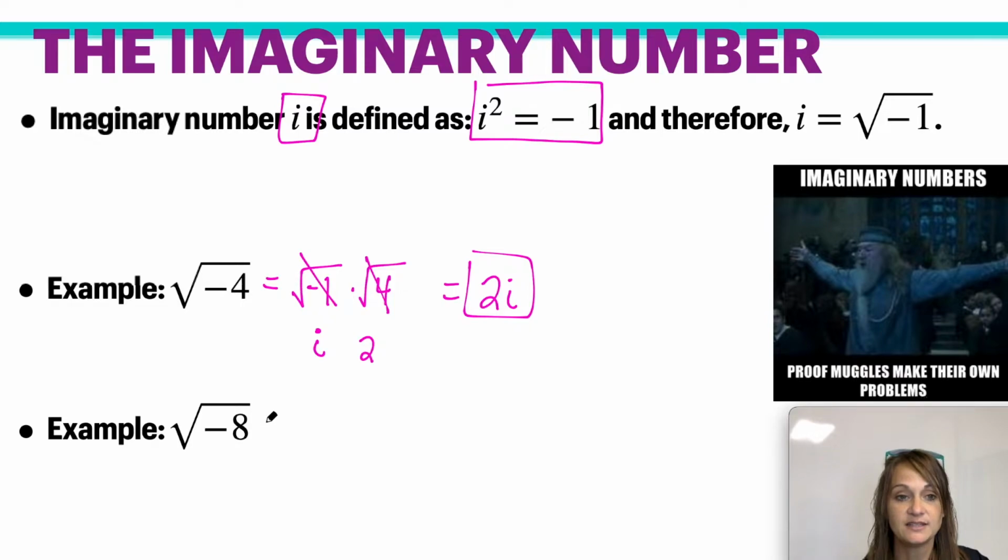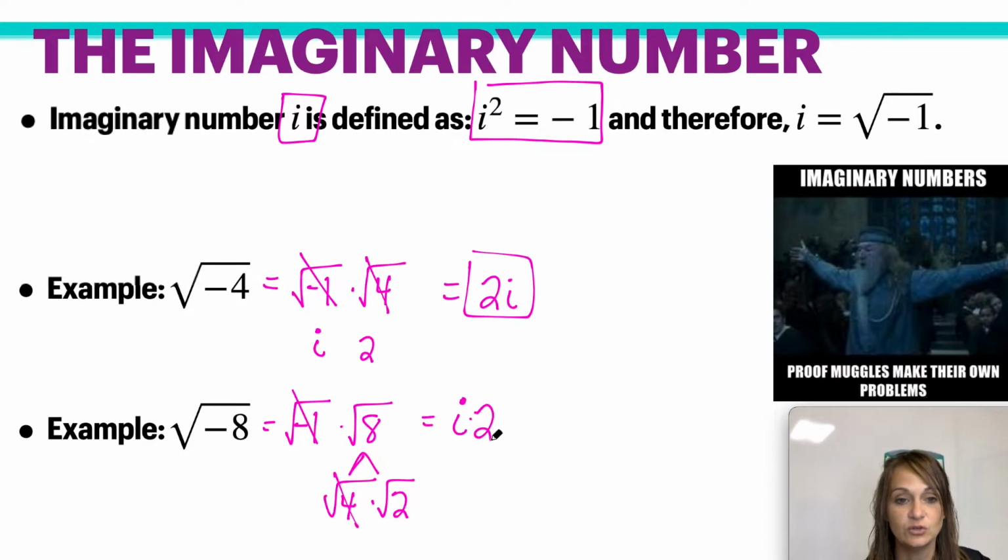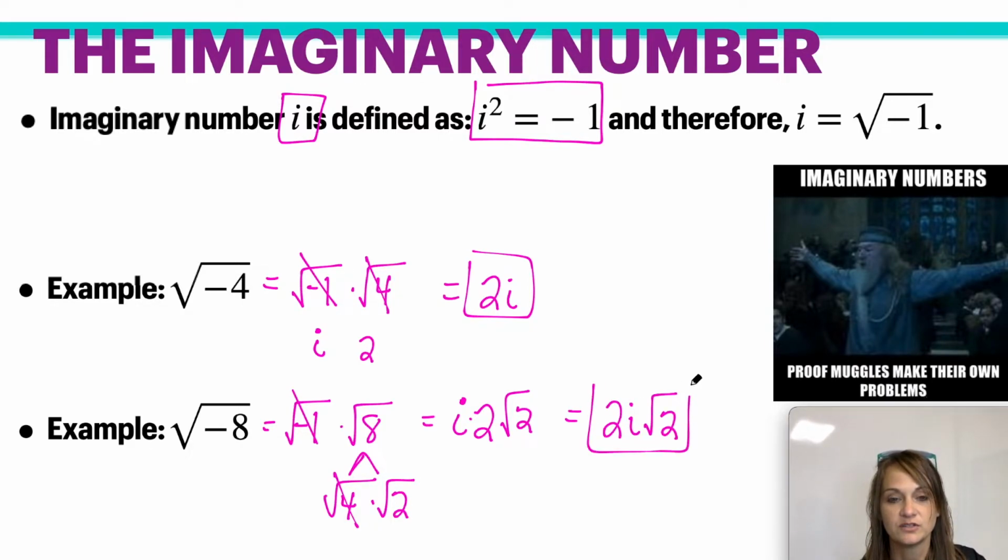The square root of negative 8 would be the square root of negative 1 times the square root of 8, and we now know that the square root of 8 is the same thing as the square root of 4 times the square root of 2. The square root of negative 1 is i. The square root of 4 is 2. You cannot simplify the square root of 2. So to write it in standard form, it would be 2i times the square root of 2.